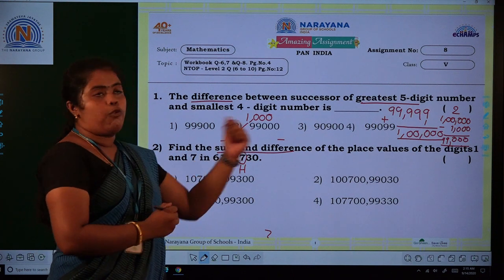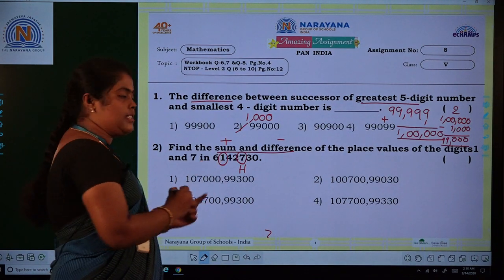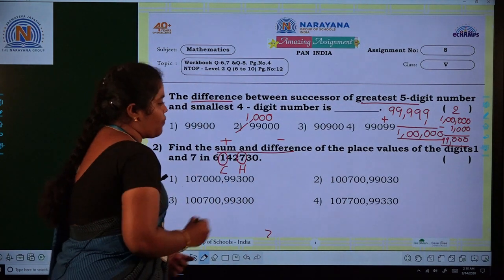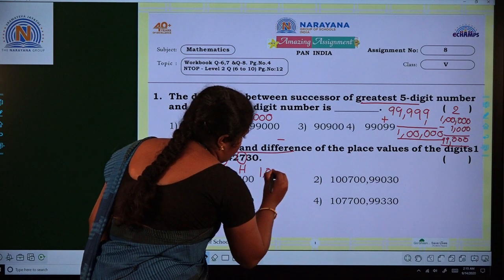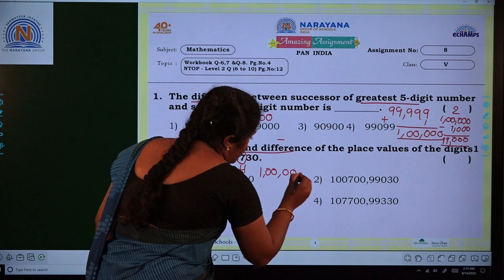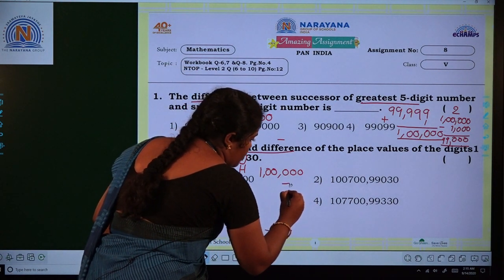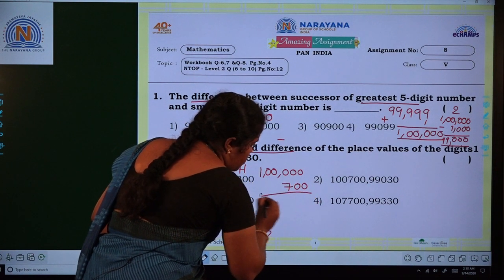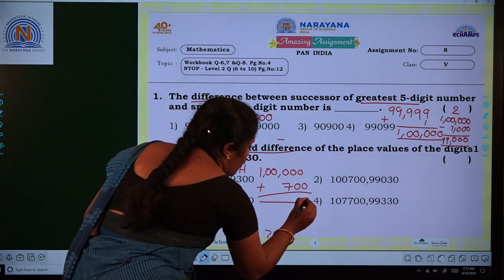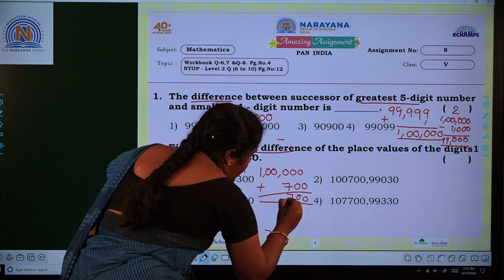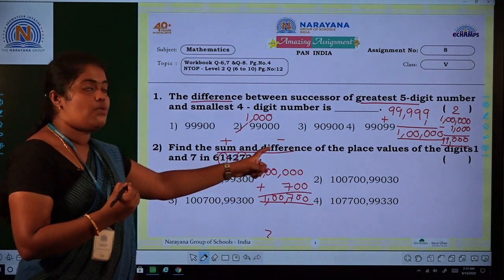Next, the place value of 1. 1 is in lakhs place. So the place value of 1 is 1 lakh. We have to find out the sum first. The place value of 1 is 1 lakh and the place value of 7 is 700. Do the addition. Sum means we have to do addition. We get the answer 1,00,700.